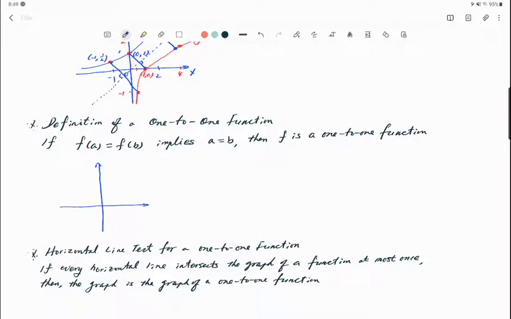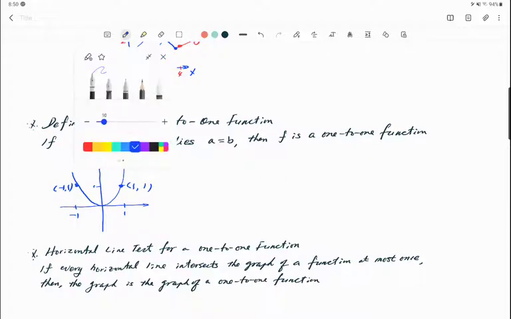If we have a graph like this, this is y equals x squared, right? Then this is not a one-to-one function because look at this: when x equals 1, y equals 1, so we have one point here. When x is negative 1, then y is also 1. So the coordinates are 1, 1 and negative 1, 1. This is a function because one input gives one output.